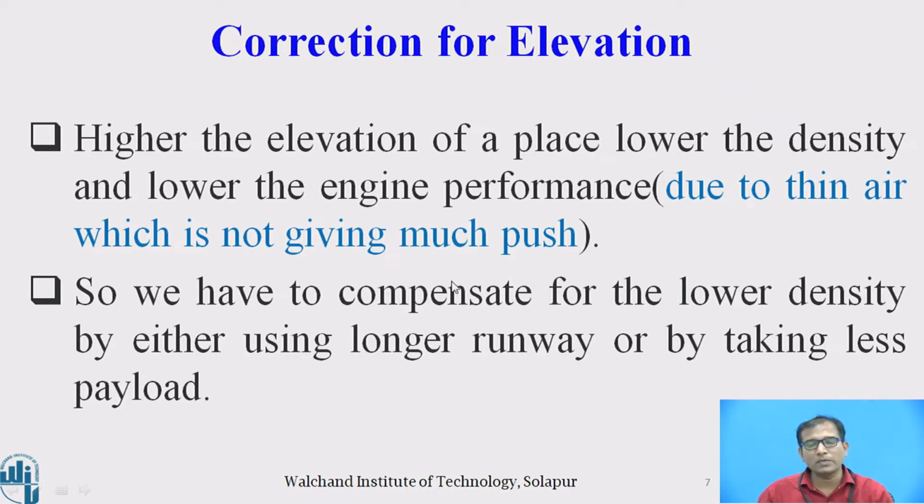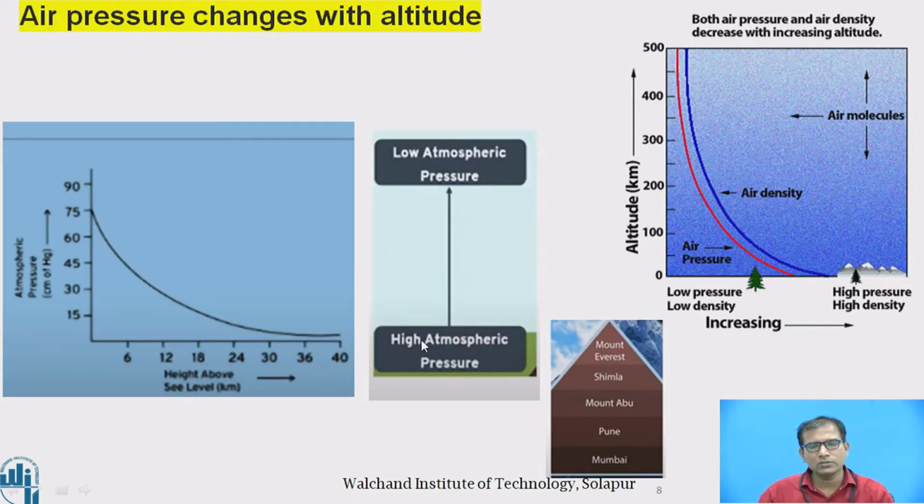To compensate for the lower density, we either provide a longer runway or take less payload. But payload will always be higher, so we need to increase the runway length. From this diagram you can also understand that near the earth we have high pressure and high density, because all the air molecules are condensed together, and due to that the pressure is very high. As you go up in altitude, you can see the density is decreasing and air pressure is also decreasing.